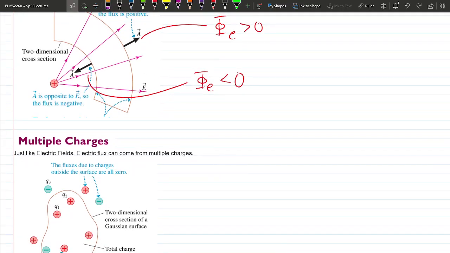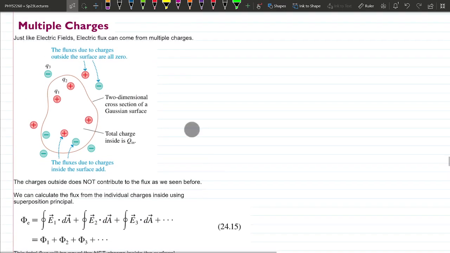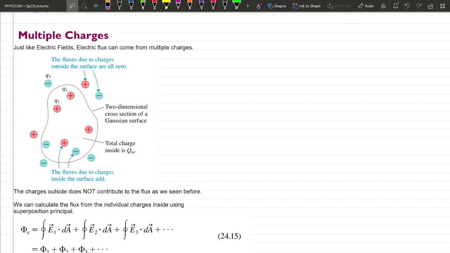Well, what if you have more than one charge? Let's dive into this problem a little bit more. What if we have multiple charges, not just one? Let's say I have a bunch of charges around here, a bunch of charges outside. I'm going to declare my Gaussian surface once again as this orange surface. If you have multiple charges inside here, Gauss's law tells you that the electric flux is just whatever the amount of charge that's inside divided by epsilon naught.